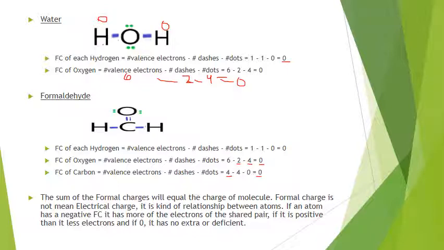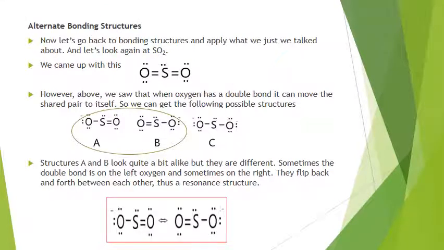A formal charge is not an electrical charge. It is kind of a relationship between the atoms. If an atom has a negative formal charge, it usually might mean that it has more electrons of the shared pair. Okay, it doesn't have to mean that, but it helps us figure that out. So you'll have to be able to figure out formal charges.